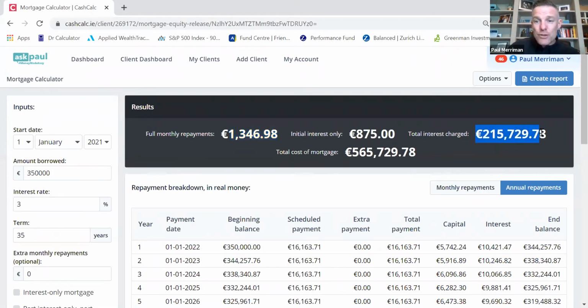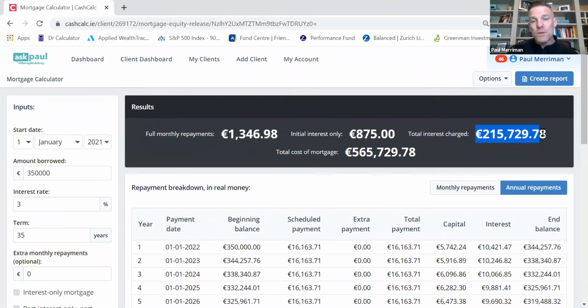The total interest on the €350,000 loan is going to be 215 grand over that 35-year period. So just let that sink in. You're going to pay the bank back the 350 they gave you along with 215 grand of interest, which is a massive amount of money. Over 35 years, it's a massive leakage of cash from your bank account into the bank's bank account. So basically out of your back pocket and into the bank's profit center, which you don't want to be doing.